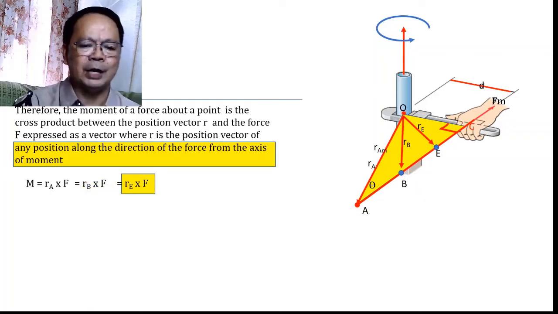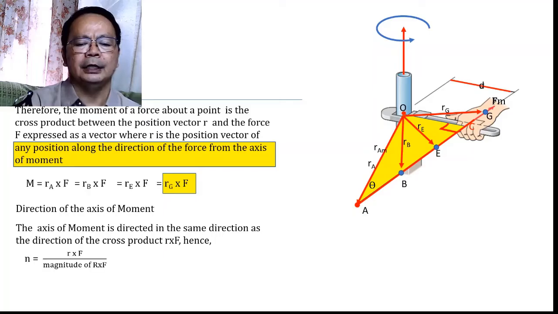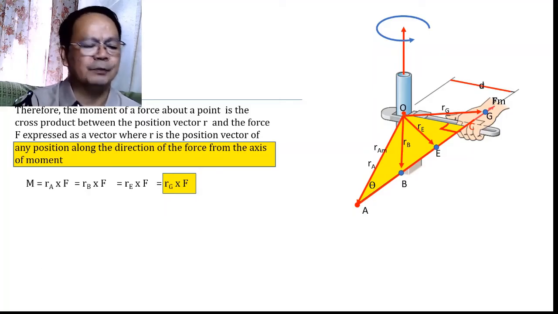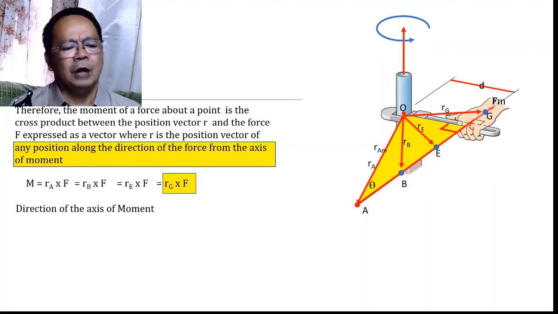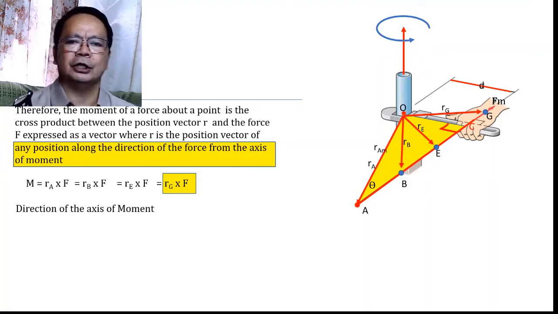Or even if we have another point here, if that point shall be called G, therefore the moment shall be called RG cross F. Now the question is, how do we determine the direction of the axis of moment? Paano ba kinukuha yung axis of moment?